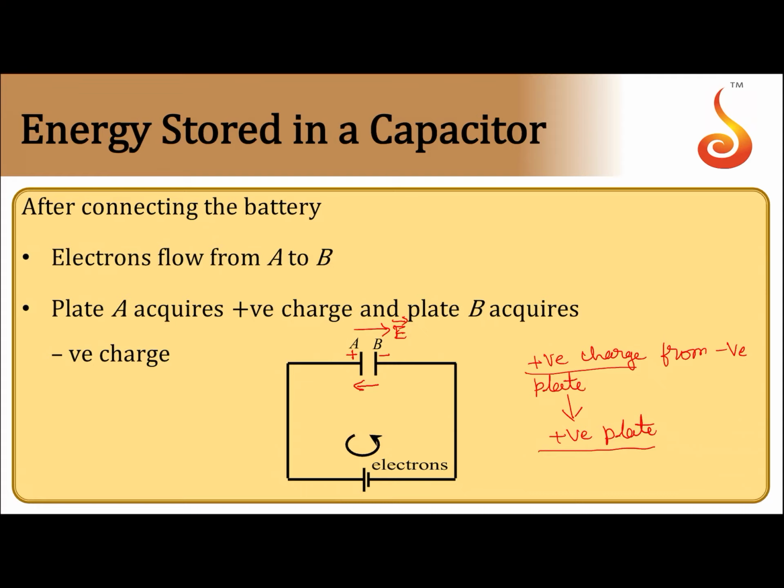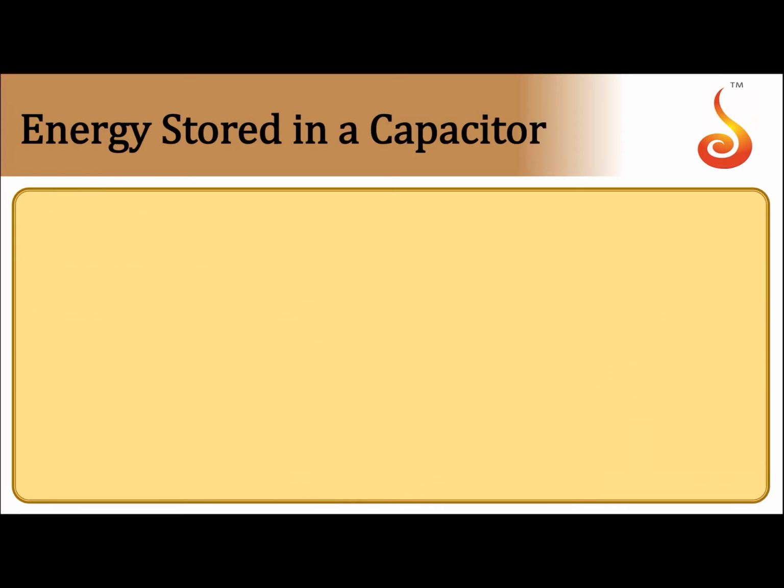When you are taking away positive charge from the negative plate, there also you will face opposition. When you are adding it to the positive plate, there also it will exert opposition. So against that opposition you have to do work. So that work will be stored as energy stored in the capacitor. Now our intention is to calculate this energy stored in a capacitor.